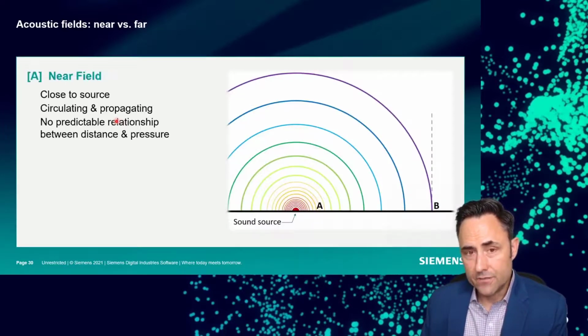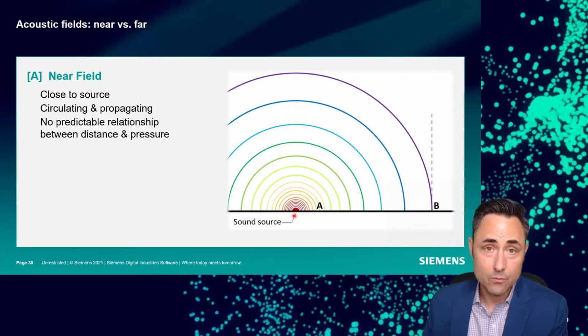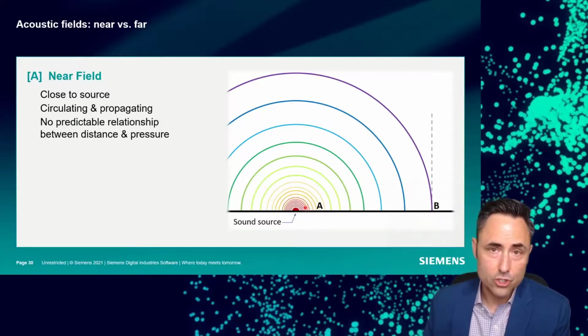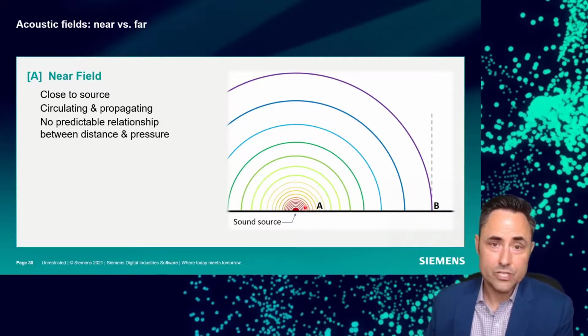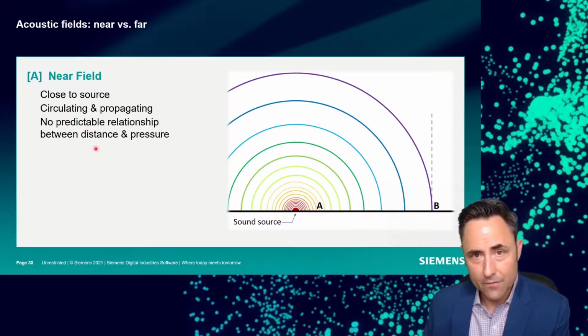Now, near versus far. So if we have a sound source here, this guy's kind of right next to the sound source, and we would say he's in what we call the acoustic near field. Okay, so he's close to the source. There's actually what we call circulating and propagating sound energy here. And one of the characteristics of the near field is that there's no predictable relationship between how far away we are and the pressure we'll measure. Okay, it's unpredictable.